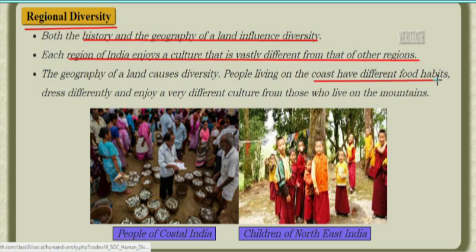So people living on the coastal areas, they have different food habits, they dress differently. People mostly who live near the seas and rivers, they feed on seafood mostly, right? So in this image you see the people of coastal India buying fishes because their cities are situated beside the seas, beside the oceans. They get more of fishes, prawns and other seafood varieties. Whereas people living in mountains, they have different food habits, they wear different types of clothes. So this is the image of people living in northeastern India.